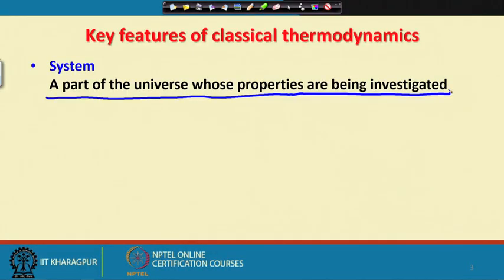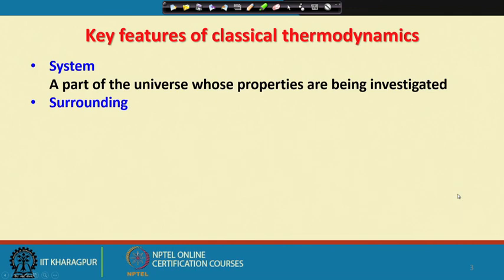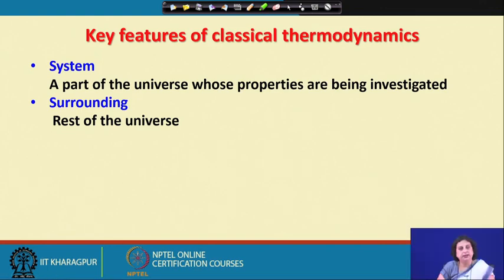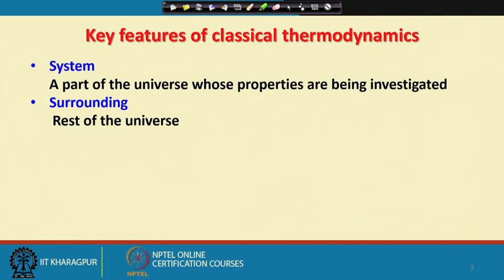And the next one that we would like to talk about is what we mean by the surrounding of the system, because this also is very important in understanding the property of the system. So, since system is only a part of the universe, in most of the cases we assume the rest of the universe as the surrounding to the system.